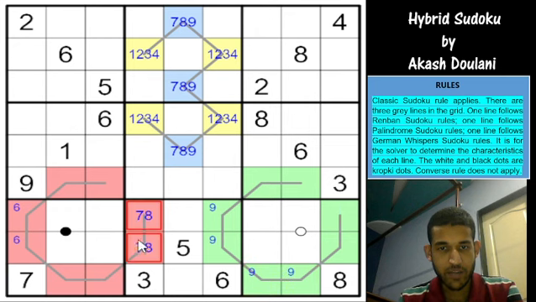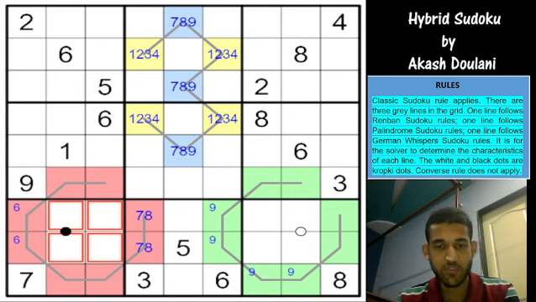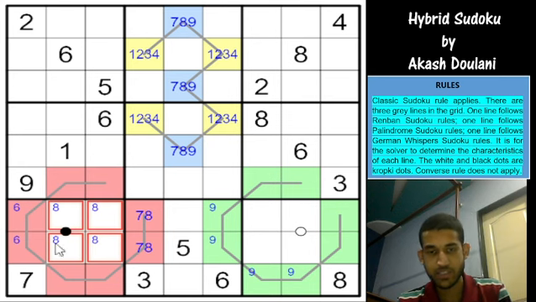Okay, so an 8 cannot be in any of the pink cells because the Renban line will contain a non-repeating set of consecutive digits in any order. So 8 goes in one of these 4 cells in box 7.